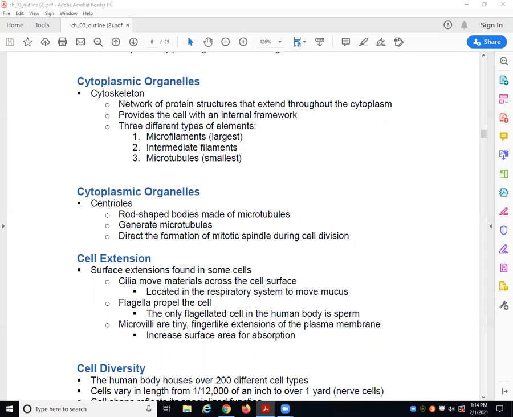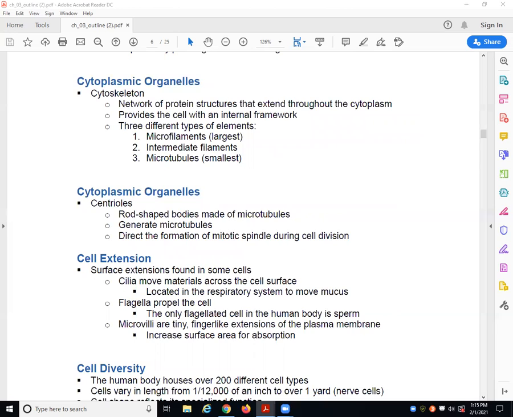Okay, and so what do they do? Well, they are going to control or direct the formation of the spindle fibers or mitotic spindle during cell division. All right, and so as we talk about cell division, we'll learn essentially the spindle fibers will attach to chromosomes and move them to opposite sides of the cell so that then you can divide the cell in half. Okay? That centrioles are involved in cell division. Okay, that's what I want you to know there.